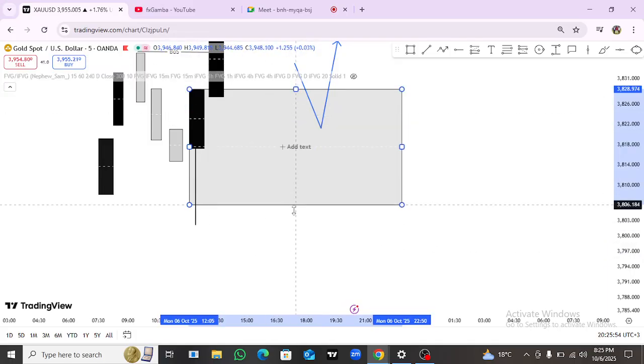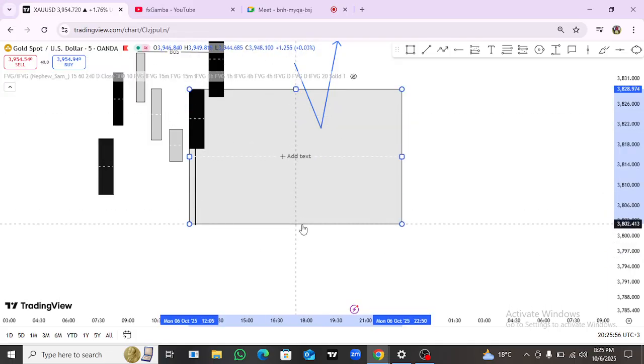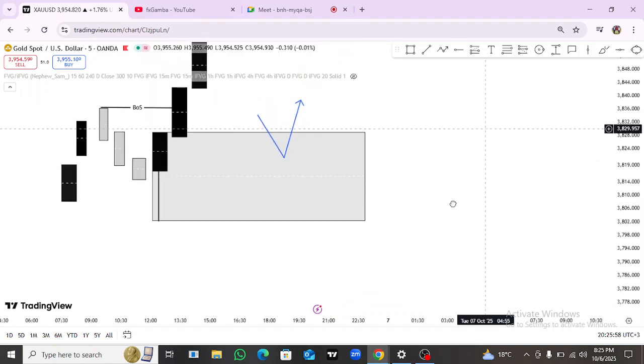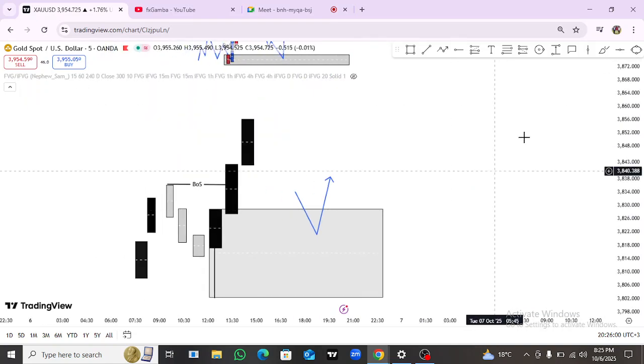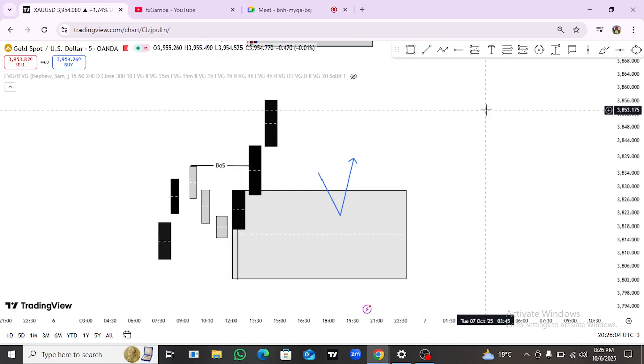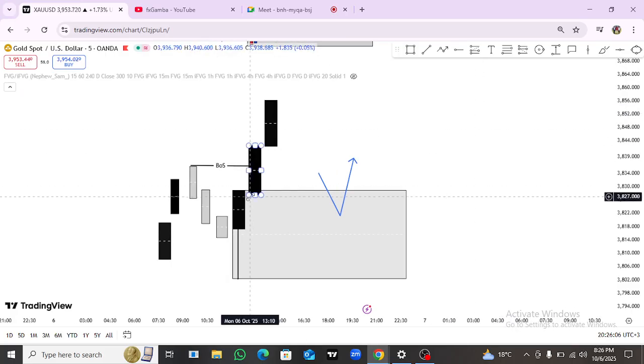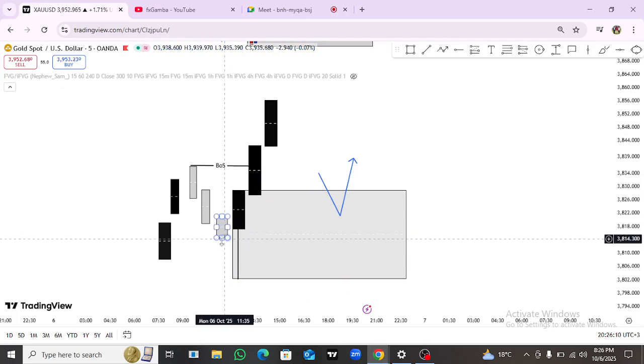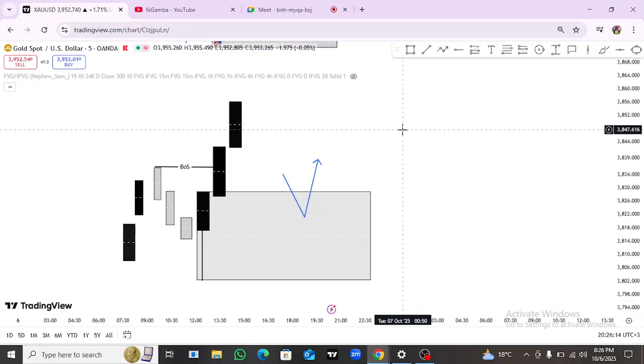So in this scenario, we shall consider this one as an order block because it is the one that swept liquidity before it pushed to the above. I don't know if I have confused you. So yeah, this one we shall consider as the order block, but if this one has a wick which is longer than this one, we shall consider this one as our order block.